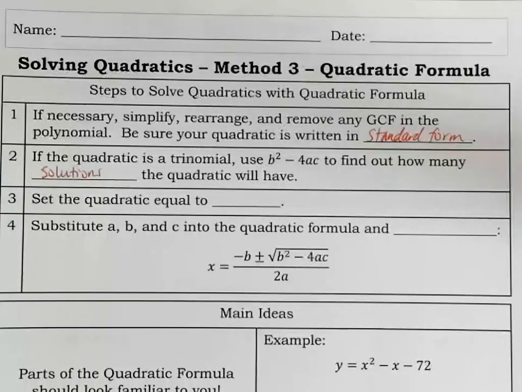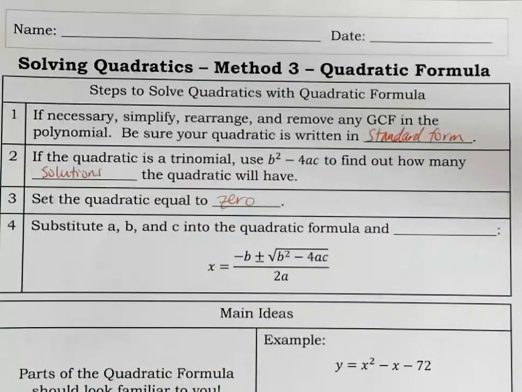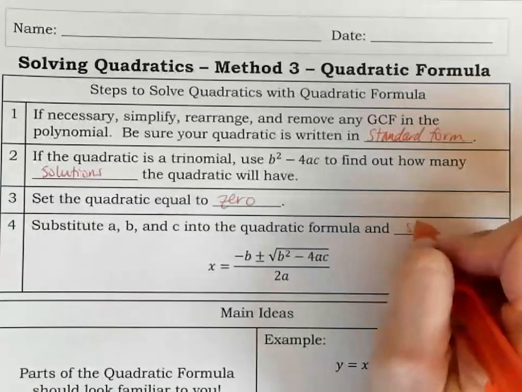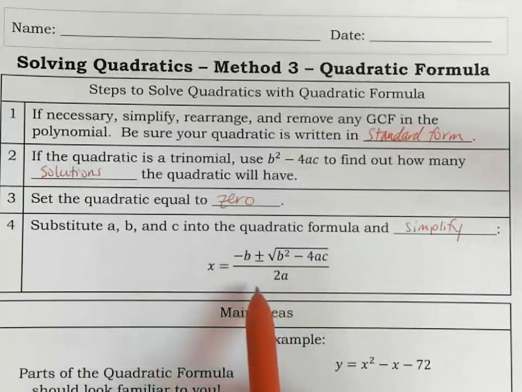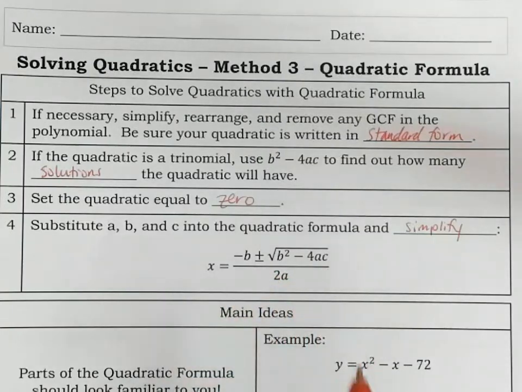Then we're going to take the quadratic and set it equal to 0. And we're going to substitute the a, b, and c values into this quadratic formula, and we're going to simplify. And so this is the quadratic formula, negative b plus or minus the square root of b squared minus 4ac divided by 2a.